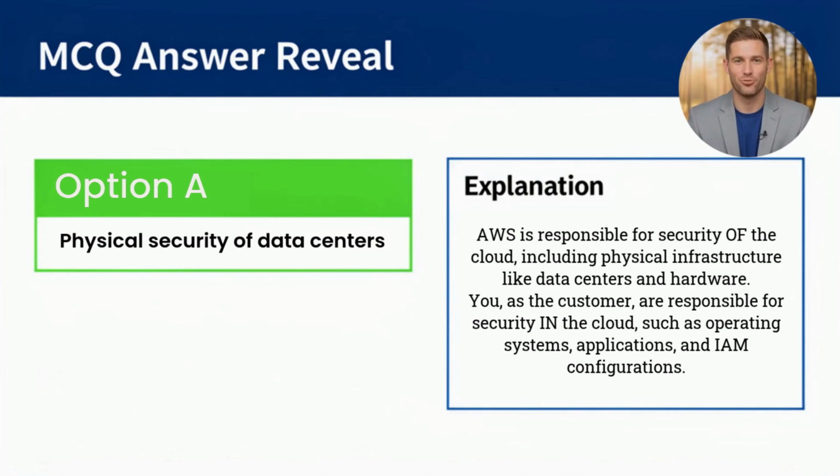AWS is responsible for security of the cloud, including physical infrastructure like data centers and hardware. You, as the customer, are responsible for security in the cloud, such as operating systems, applications, and IAM configurations.